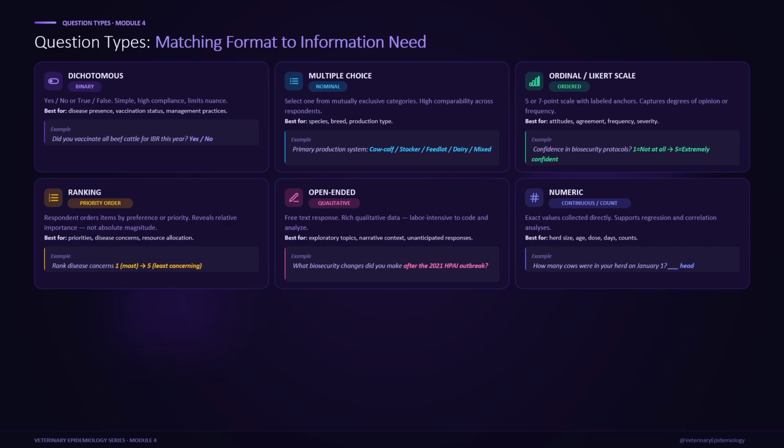Closed-ended questions give respondents a fixed set of options: dichotomous yes-no questions, multiple choice formats, Likert scales for attitudes or agreement, and ranking tasks. Open-ended questions allow free text responses, richer but much harder to code and analyze at scale. For numeric data like herd size or age, collect the exact value directly so you can support regression and correlation analyses.